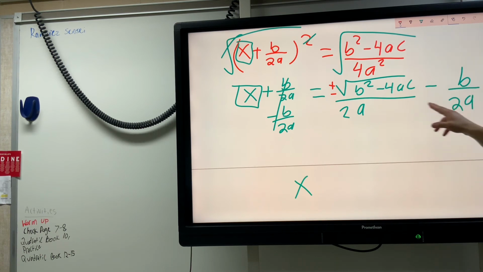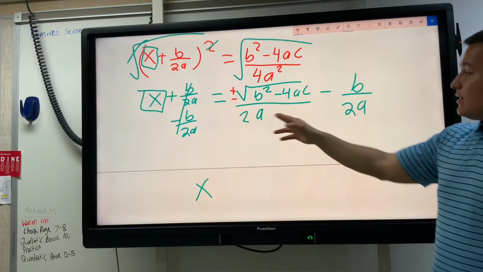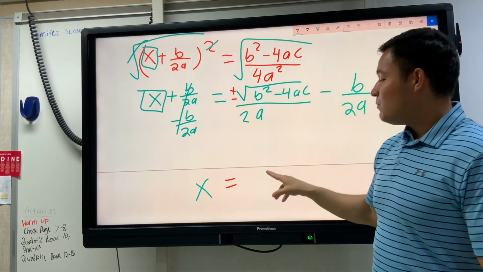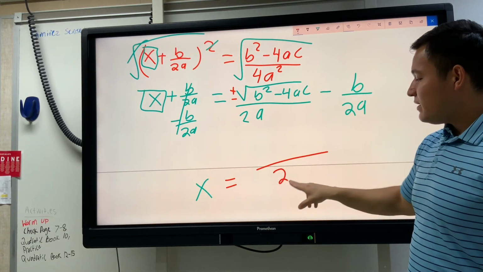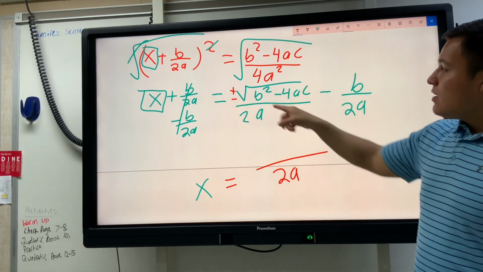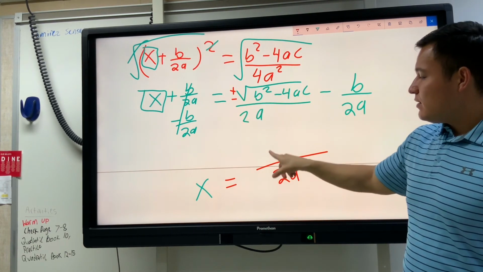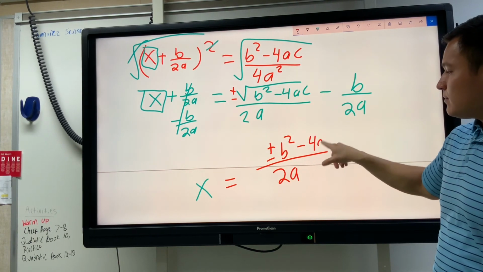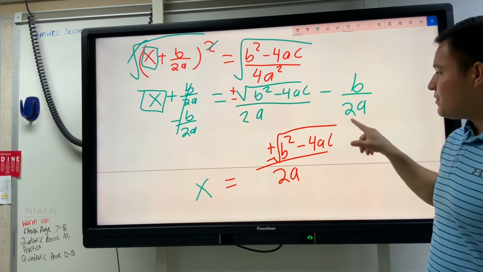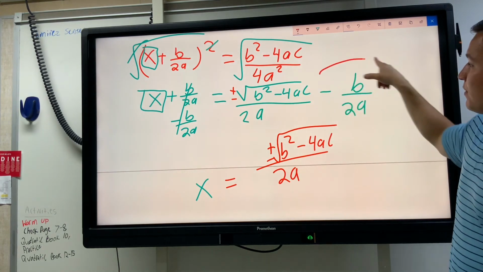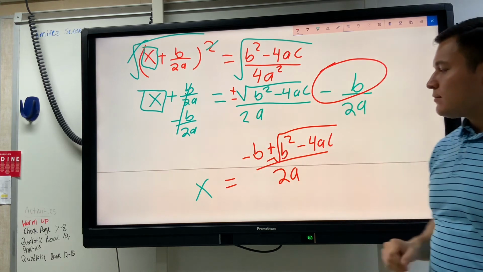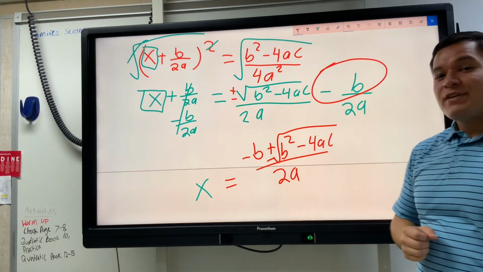Look at these denominators. They already have the same denominator, so that means I can combine them to be one fraction, divided by 2a. Here we have a plus and minus, b squared minus 4ac under a square root, and then right here is a negative b. There's your quadratic equation.